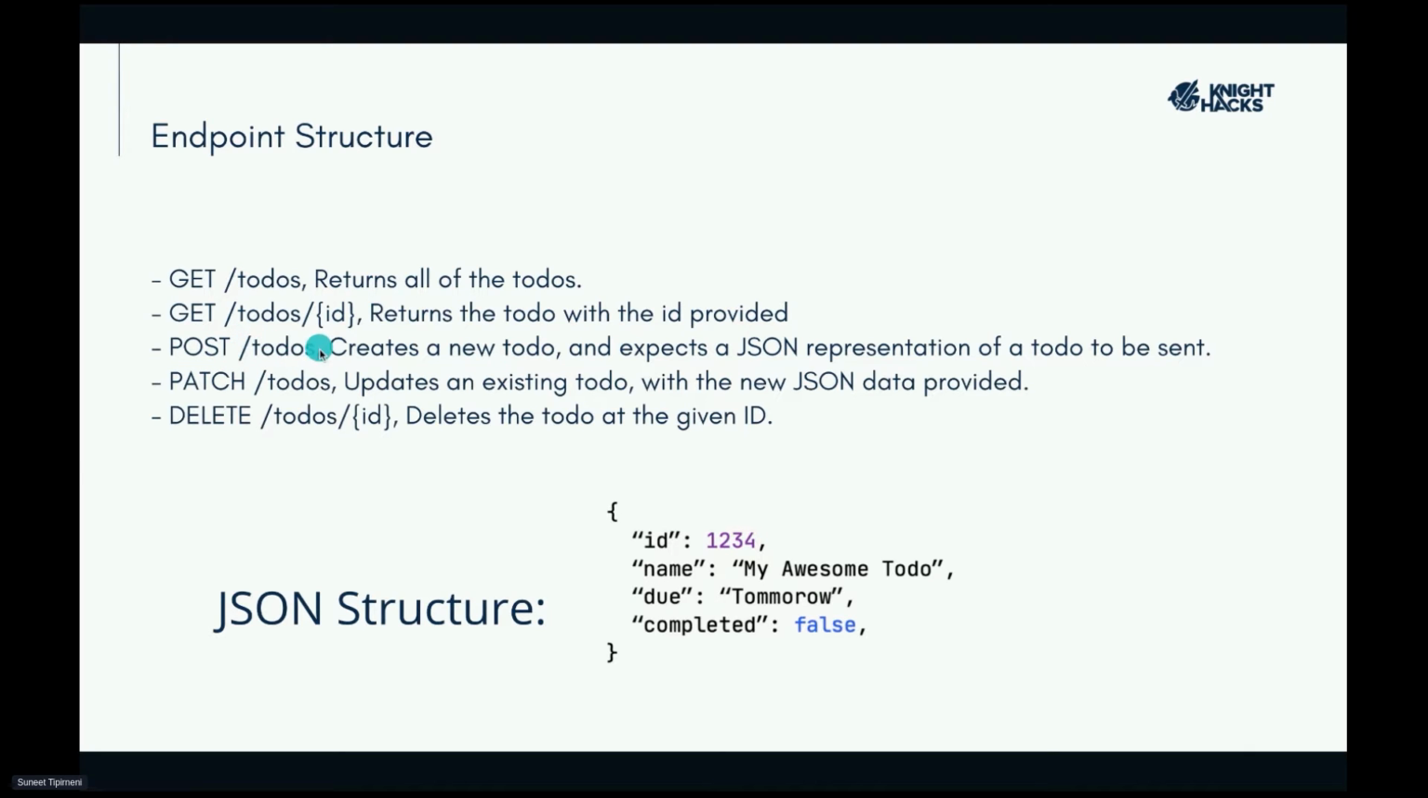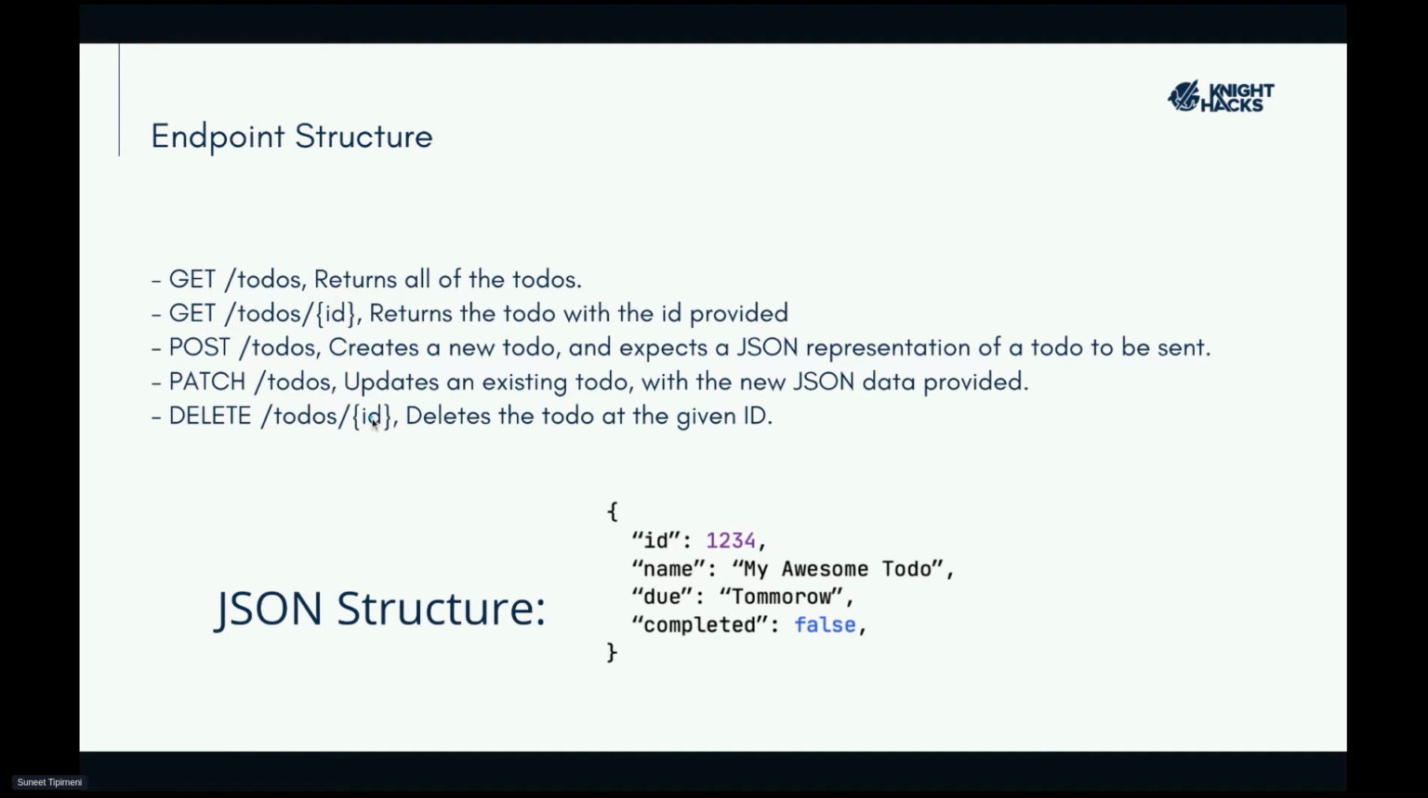Then the PATCH endpoint, which updates an existing to-do, and we have to provide the JSON to update it to, and I'm going to talk about that below. And then we have the DELETE endpoint, which has the same path as the GET endpoint here, but we are instead selecting by ID which to-do to delete.